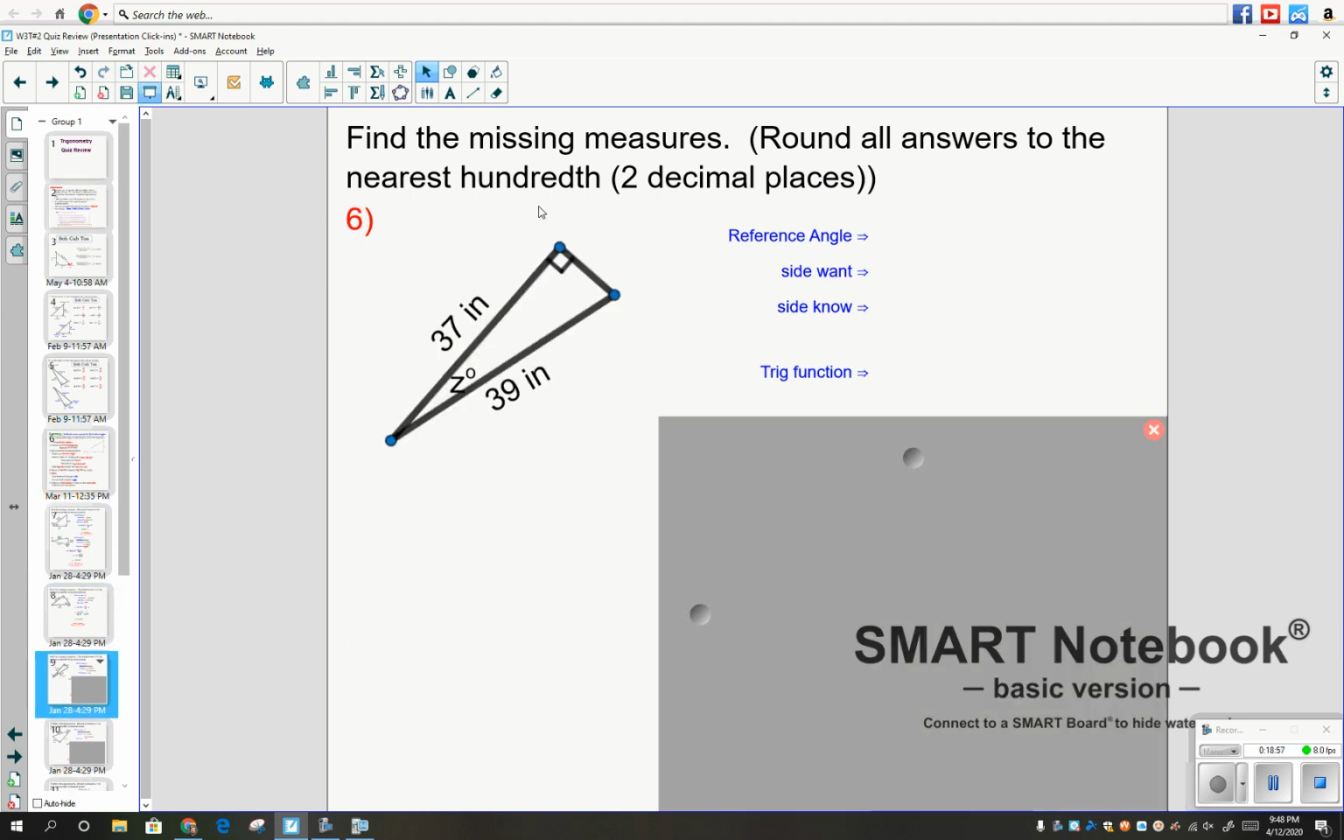Example number 6. Find the missing measure. What's my reference angle? I don't know an angle, but I want to find Z. That's my reference angle. Is there a side I want to find the measure of? No, there isn't. So I don't want a side. There better be 2 sides that I know. I know the measures of what? 37 and 39.